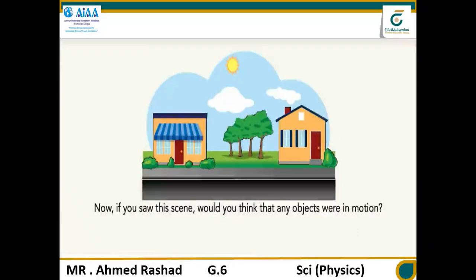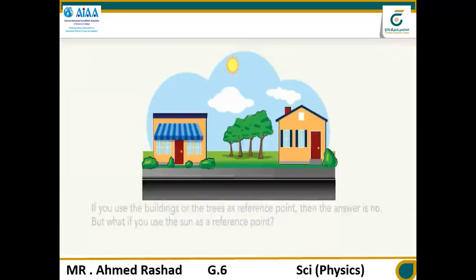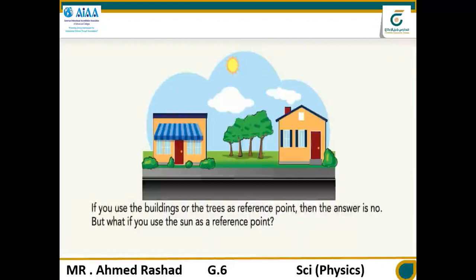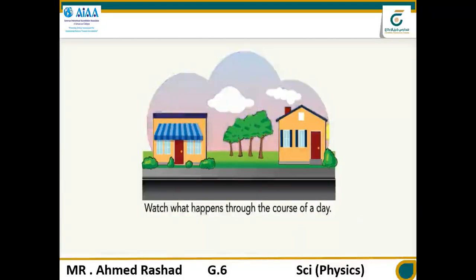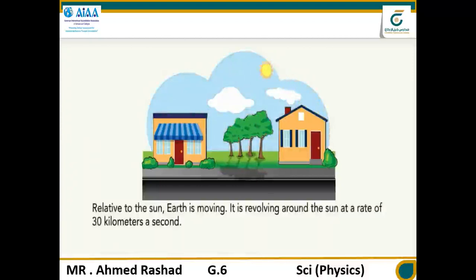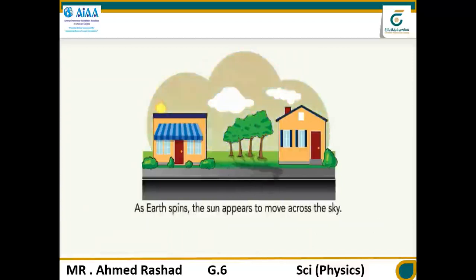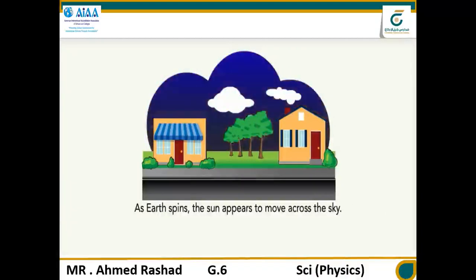Now, if you saw this scene, would you think that any objects were in motion? If you use the buildings or the trees as a reference point, then the answer is no. But what if you use the sun as a reference point? Watch what happens through the course of a day. Relative to the sun, Earth is moving. It is revolving around the sun at a rate of 30 kilometers a second. As Earth spins, the sun appears to move across the sky.